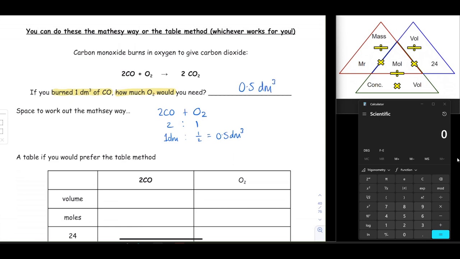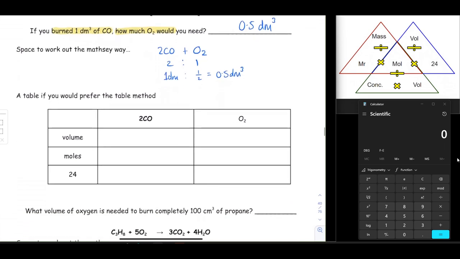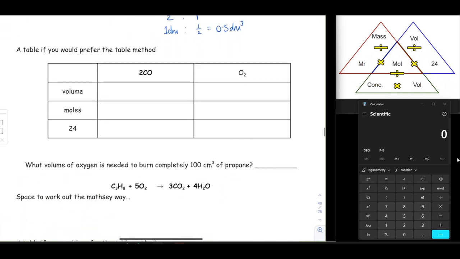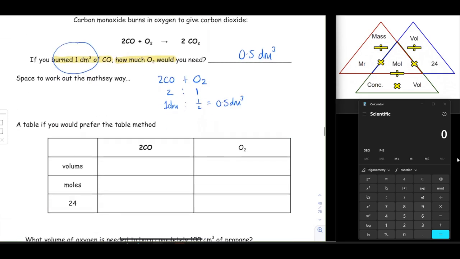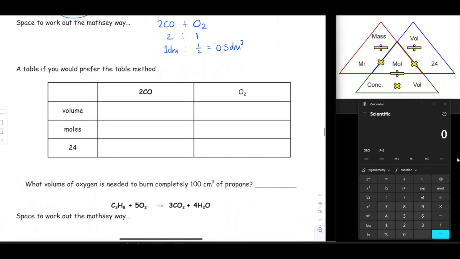But if that way doesn't work for you, if you're like, wait, what? Then all you do is you just use the table method, which is so much simpler and easier. You can't go wrong. We put in what the question tells us again. The question has told us that we've got 1 decimeters cubed of carbon monoxide. So we've got a volume of 1 decimeters cubed. 24 is always 24. And then we follow it through.